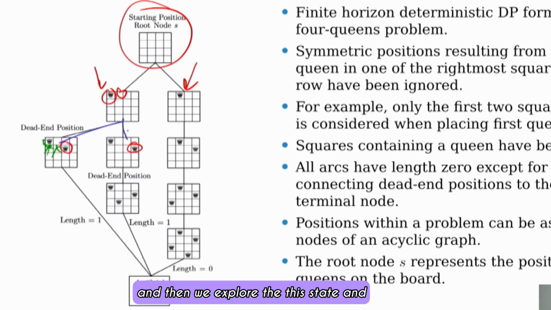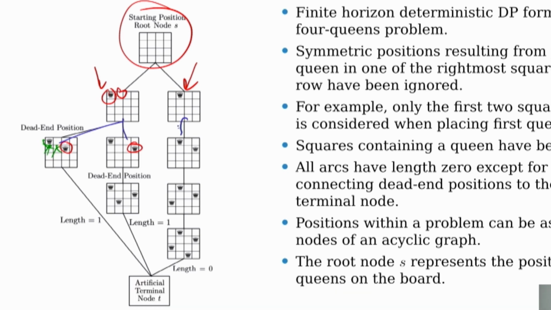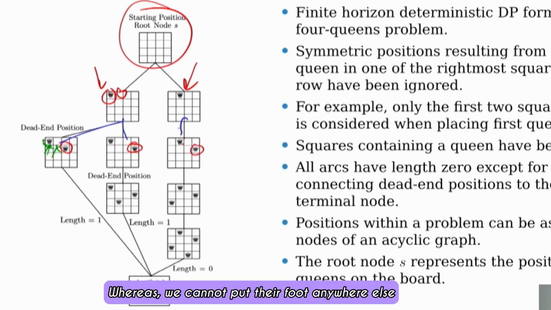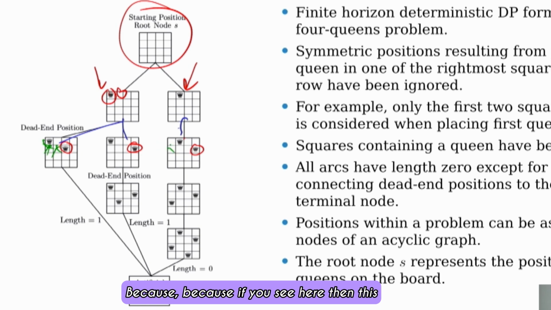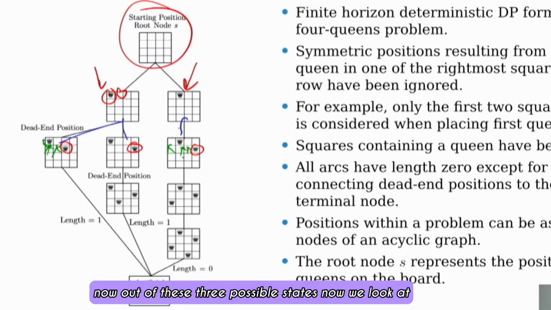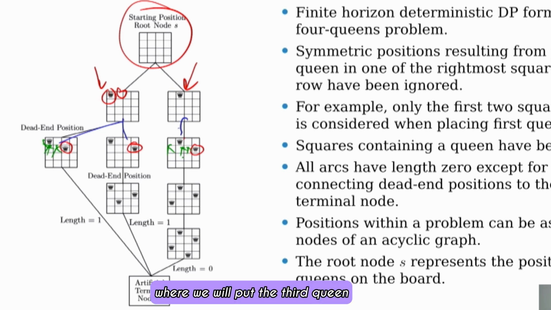And then we explore this state and see what the possibilities are. We saw that we could put it here, whereas we could not put it anywhere else, because we cannot put it here, here, or here. So basically these were the only possibilities. Now, out of these three possible states, we look at where we will put the third queen.